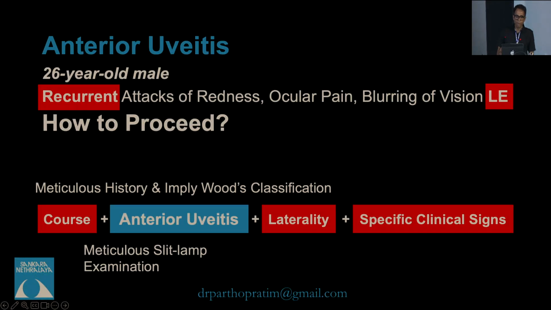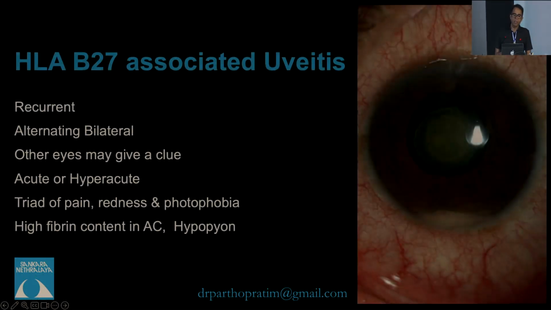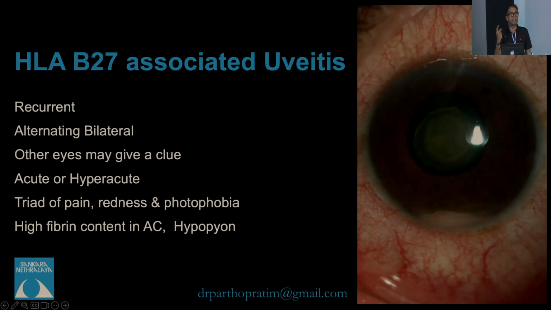Now when we are talking about recurrent and unilateral, three causes are very important: HLA-B27 associated uveitis, Fuchs uveitis, and viral uveitis. Now see how we can decode this. HLA-B27 associated uveitis is alternating bilateral. That means the patient will give a history of recurrent attacks of redness, but sometimes in the right eye and sometimes in the left eye. We call it ping pong uveitis. It will go to one eye and then jump to the other eye. That's why it is bilateral. And if you examine the inflammatory material, there will be fibrinous exudate.